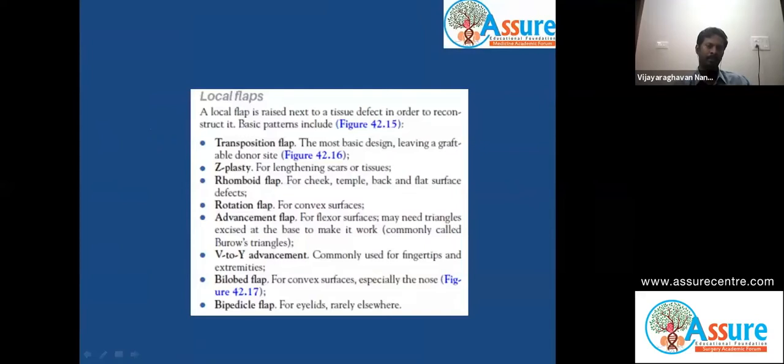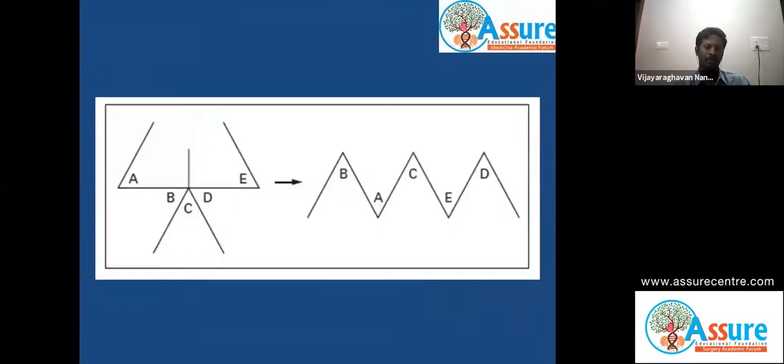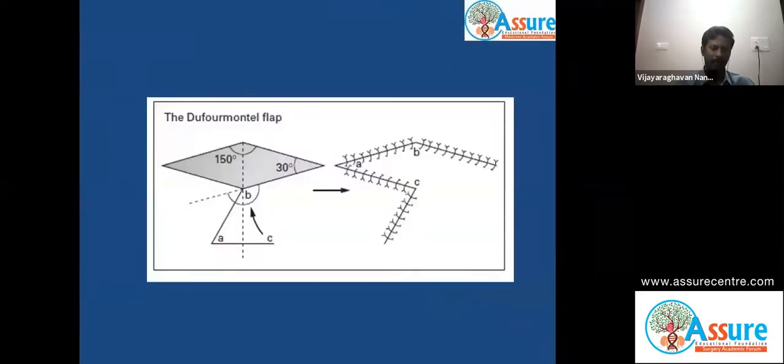Rhomboid flap is very simple to understand. Rhomboid means the flap is in the shape of a rhomboid. Rhomboid angles will be 60 and 120, so all 4 sides will be equal. That's a rhomboid, so when you use that pattern, it's a rhomboid flap. This is a modified rhomboid flap, the dufourmentel flap, where the angles are 150 and 30 degrees. This is a commonly asked question.